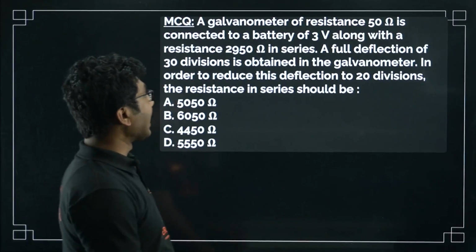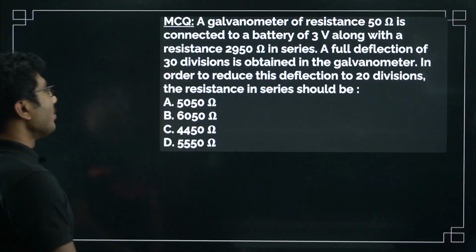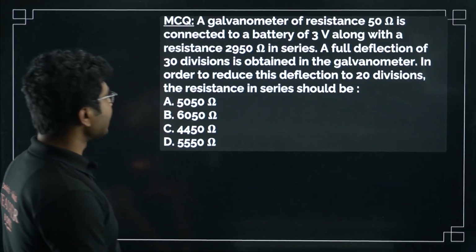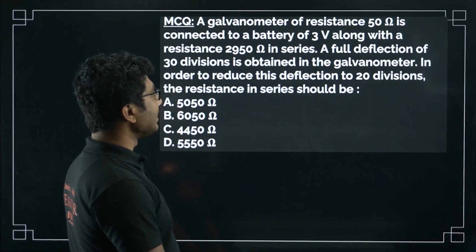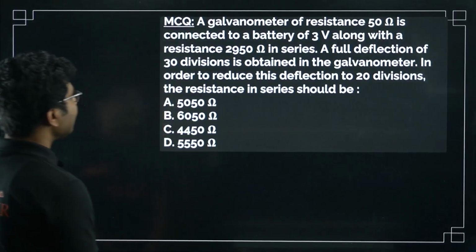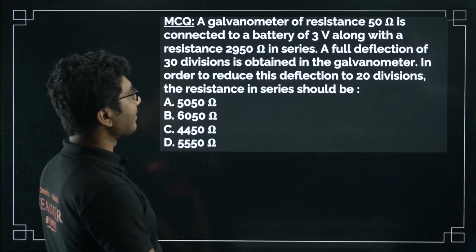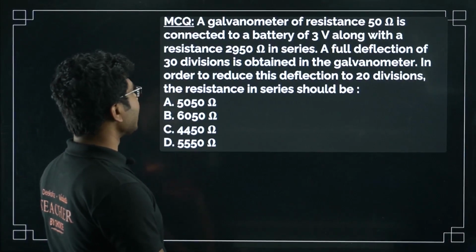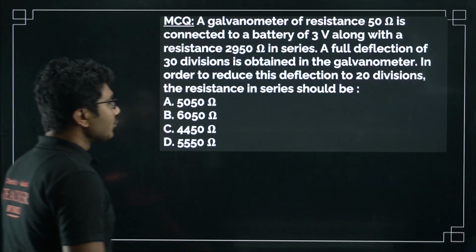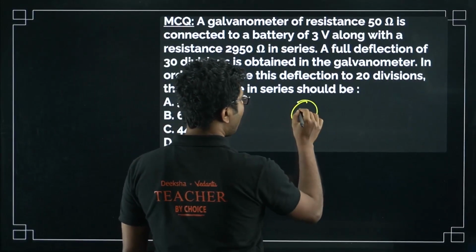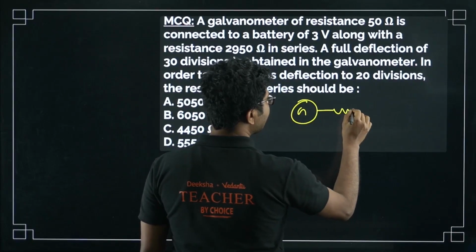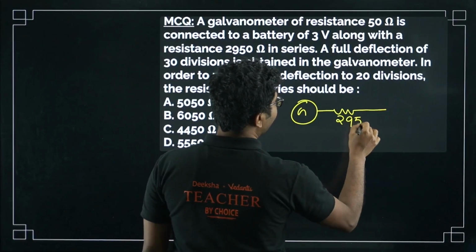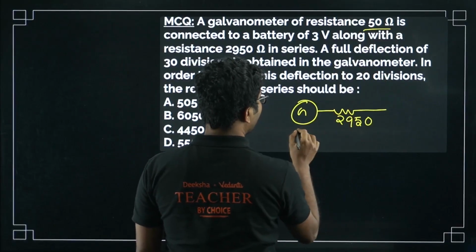Let's solve it. A galvanometer of resistance 50 ohm is connected to a battery of 3 volt along with the resistance of 2950 ohm in series. Full deflection of 30 divisions is obtained on the galvanometer. In order to reduce this deflection to 20 divisions, the resistance in the series should be. So we have a galvanometer and we have a resistance of 2950. The resistance of the galvanometer is 50 ohm.